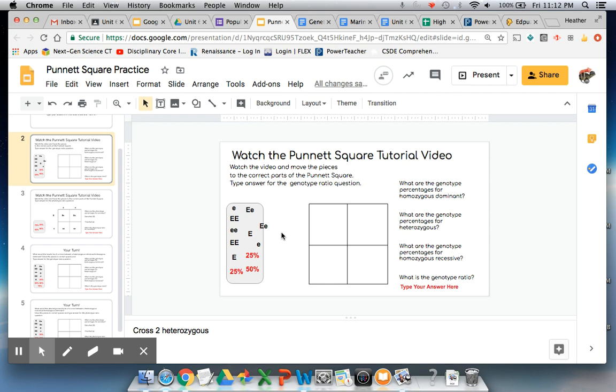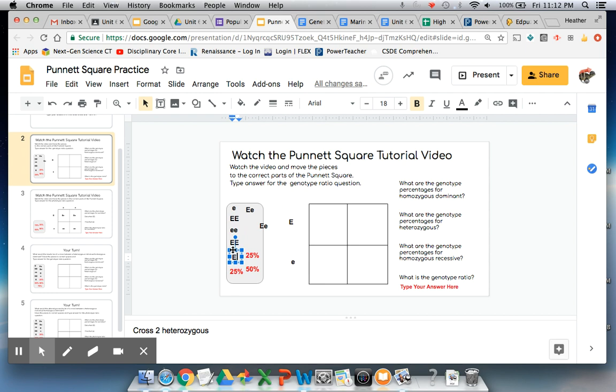So if we have heterozygous, we need a dominant allele. So this is the dominant allele for mom. And then we'll drag the recessive allele. And if we want to do dad's genotype, we have the dominant allele and we have the recessive allele. And remember that it doesn't matter where mom's genotype and dad's genotype go in relationship to the Punnett square. It just matters that you keep the alleles together on the same side.